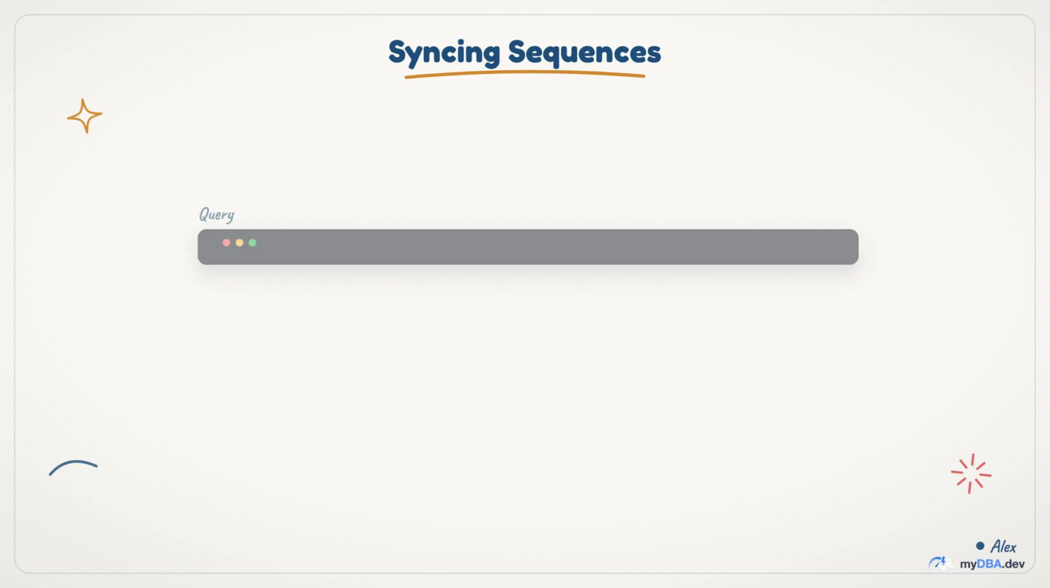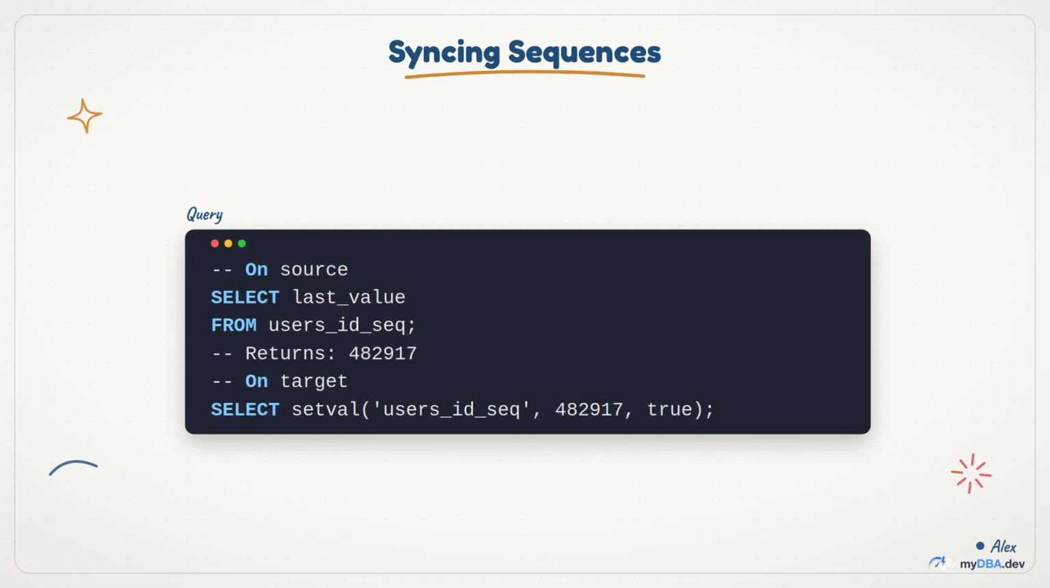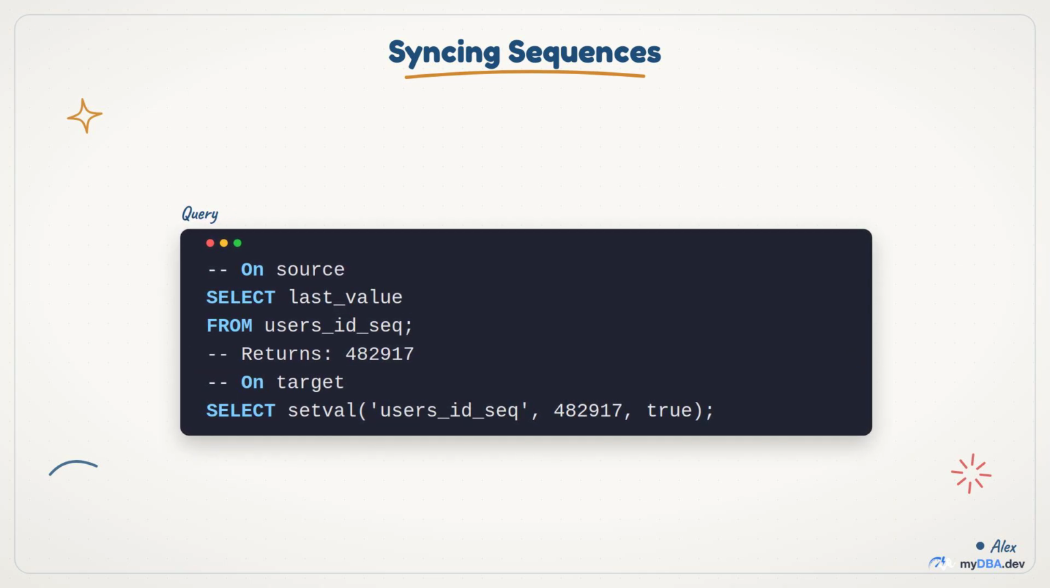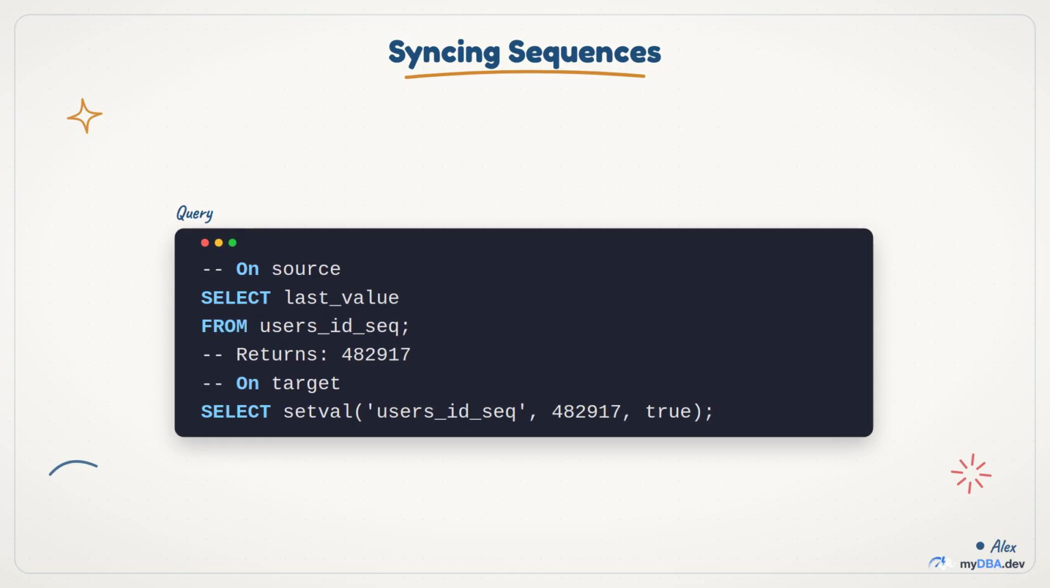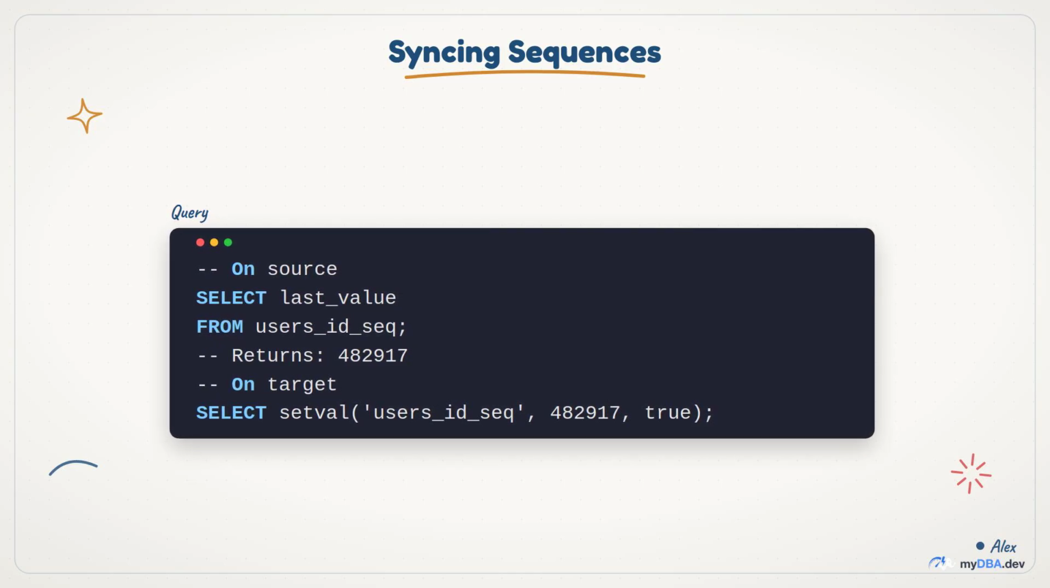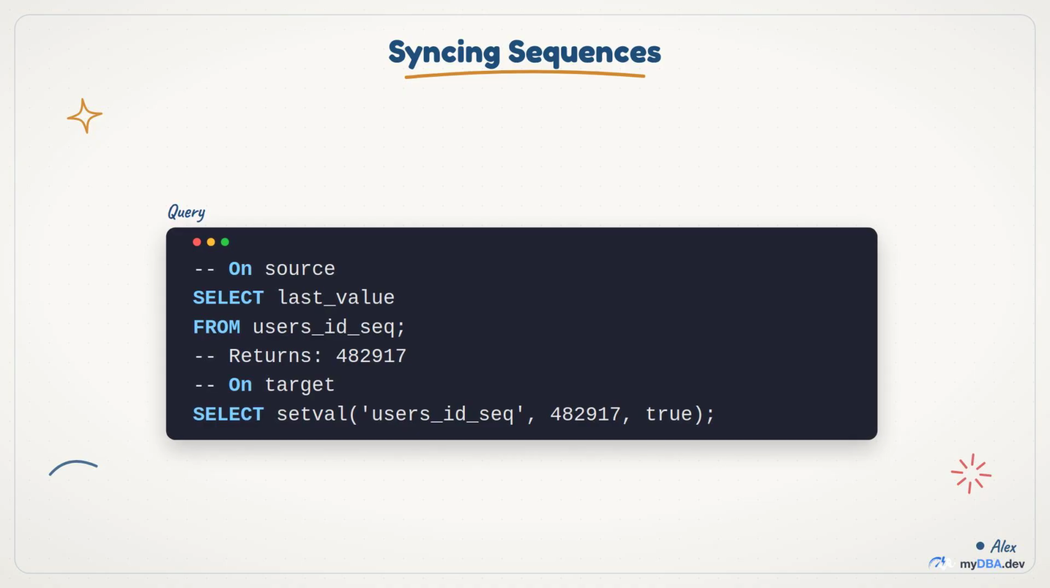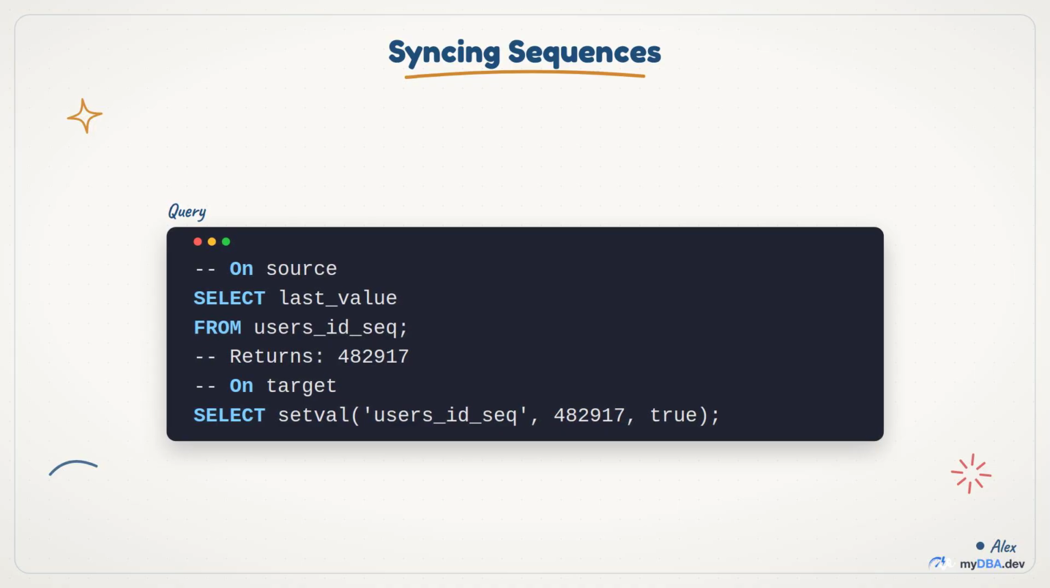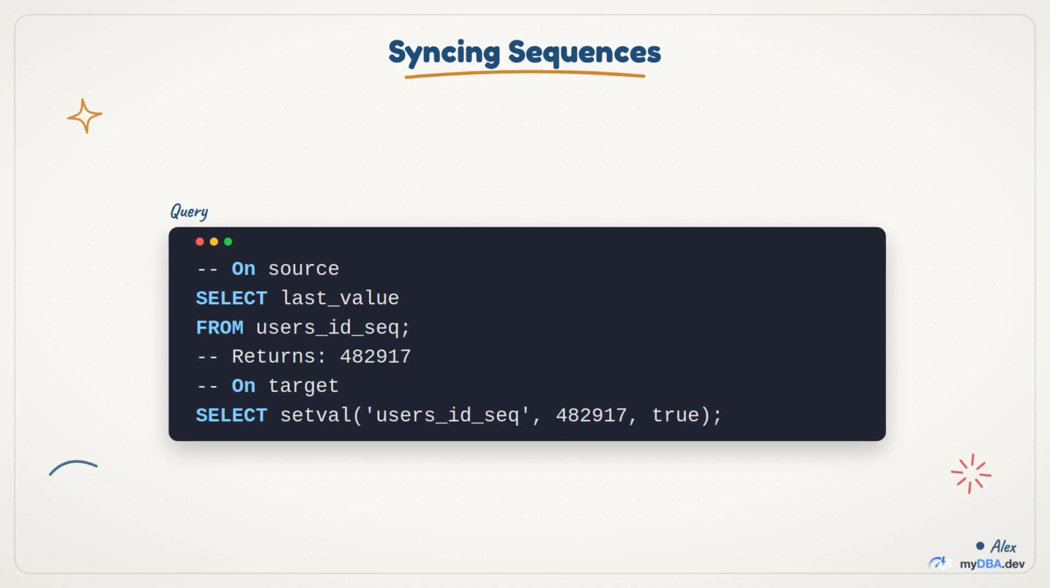On the source, you grab last_value from each sequence. Then on the target, you call setval with that value. The third parameter, true, means the next call to nextval will return the next value after the one set by setval. If set to false, nextval would return the value set by setval.